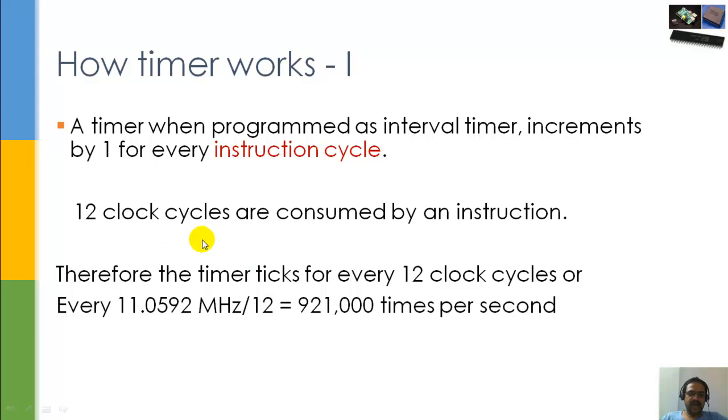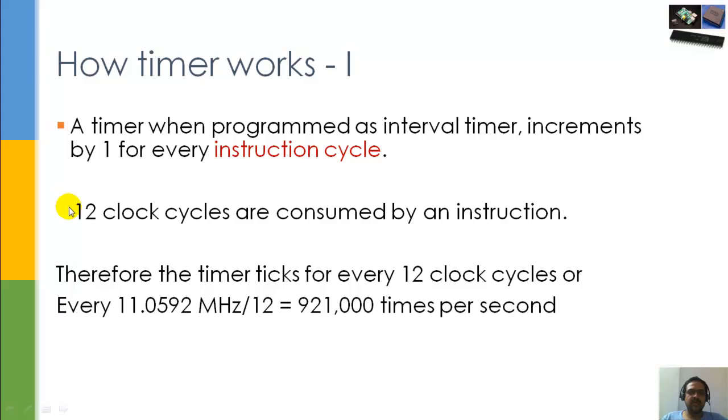So therefore, I told you timer ticks. When I say tick, it's nothing but it is moving. Tick. This is what we call one tick. 1 tick, 2 tick, 3 tick, 4 tick, 5 tick, 6 tick. So every time it moves, it's called a tick. So a timer when programmed moves or ticks for every instruction cycle.